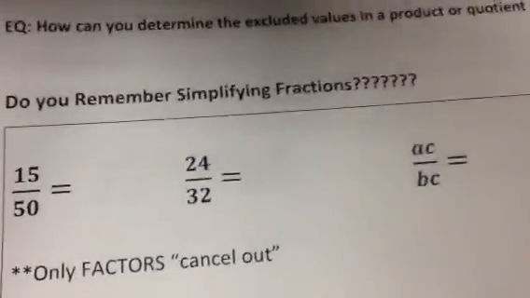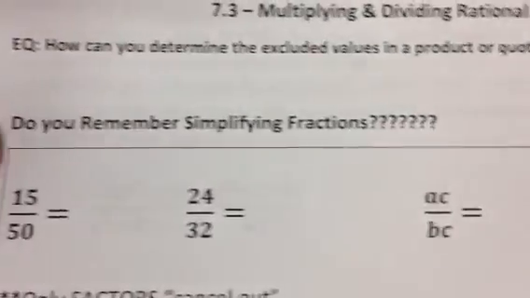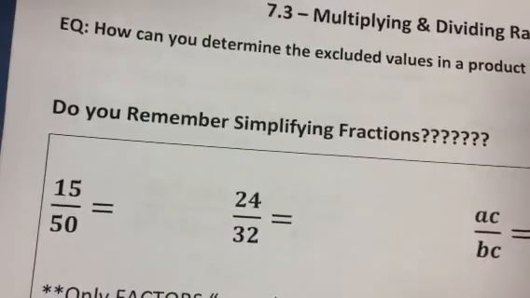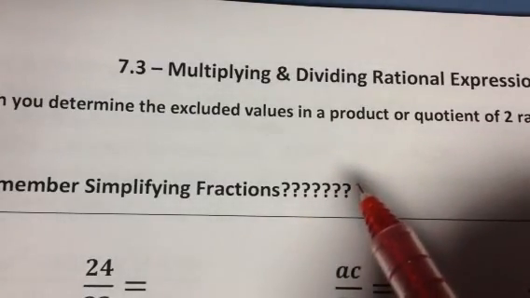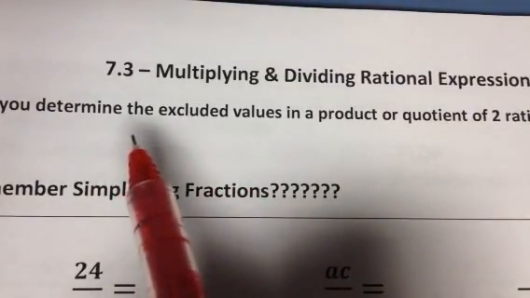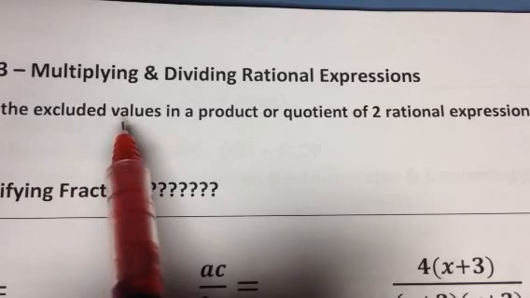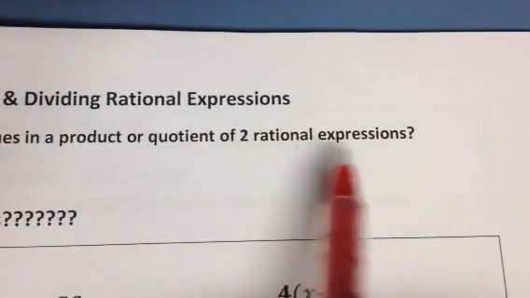Okay, so we are moving on to 7.3. We are multiplying and dividing our rational expressions. So we are essentially multiplying and dividing fractions. Because we're going to be starting to have these fractions and we can't have 0 in the denominator, how can you determine these excluded values when you're multiplying or dividing these two rational expressions?